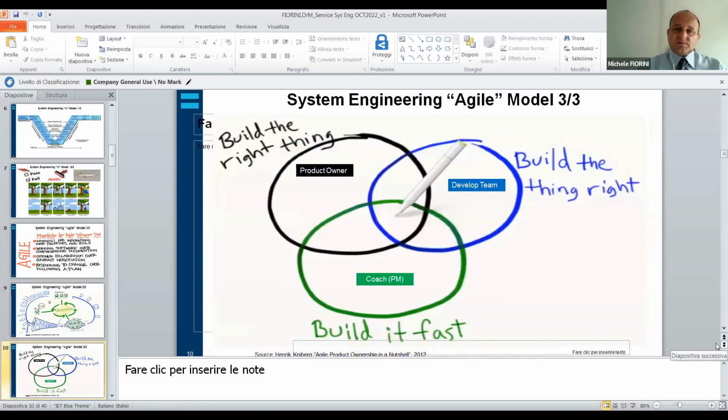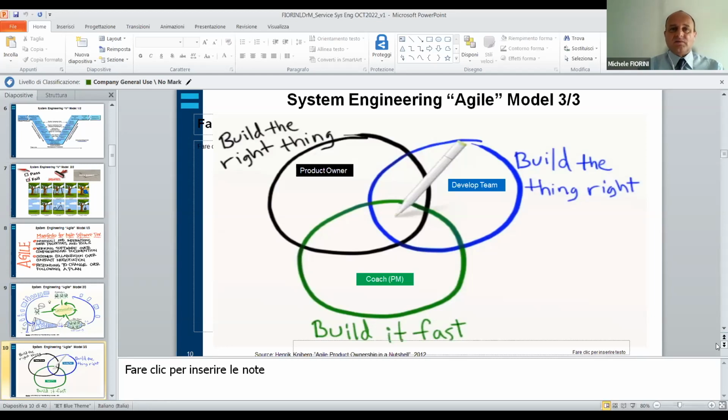Simply speaking, we want to do things fast, we want to do the right things, and we want to do the things right. Why these three differences? Essentially, we have the development team, the technical part, which usually likes to build the things right because they approach from the technical aspect. Then we have the product owner, who sums up with building the right things. I mean, building what is really needed.